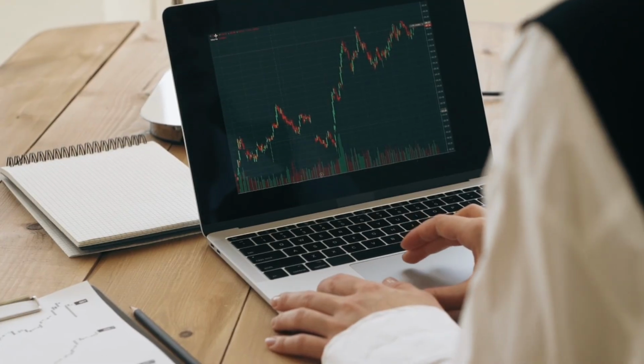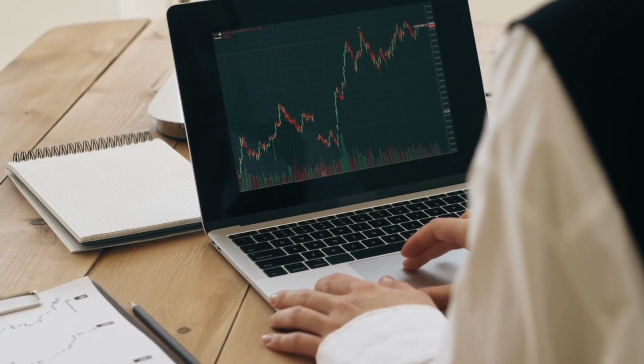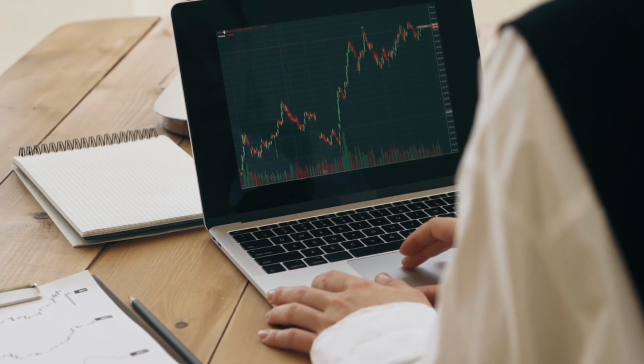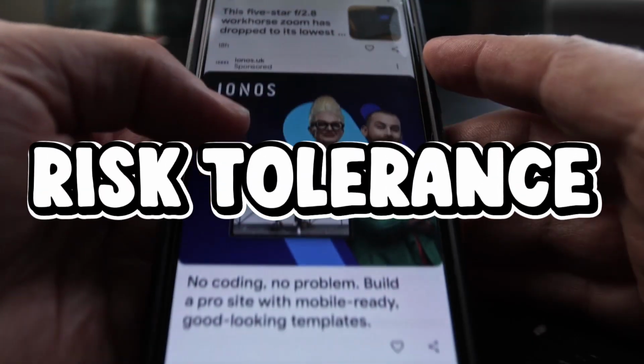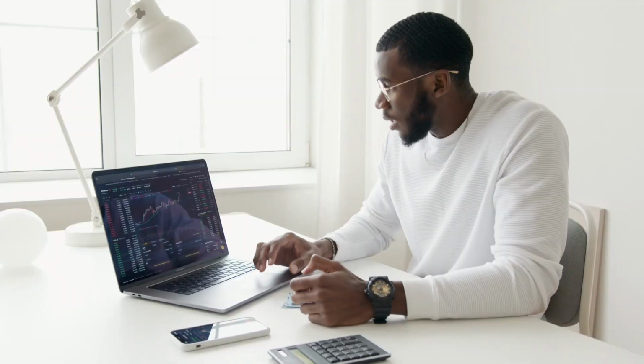So how do we actually use AI here? Start with three things: your goal, your timeline, your risk tolerance. Let's build an example. Imagine someone saving for a long-term goal 15 years away. Moderate risk tolerance. Wants growth but doesn't want extreme volatility. Now we create a prompt.